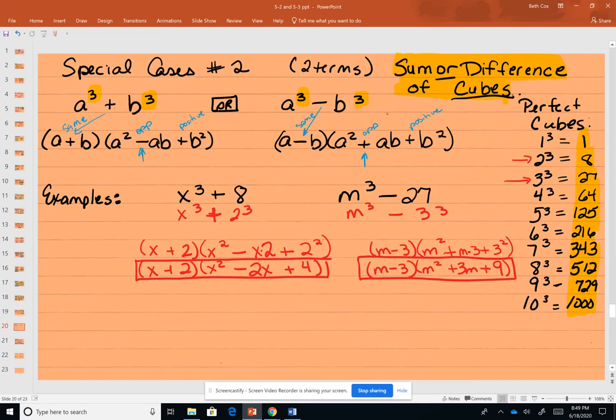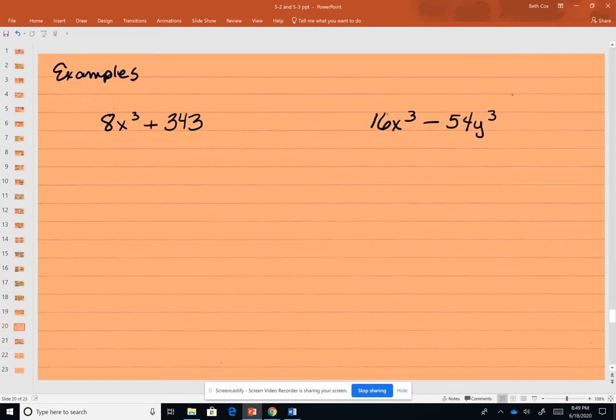Let's look at a couple more. I don't have my sheet in front of me, but I do remember that this is 2 to the third, x to the third, and this one is 7 to the third. Let me put my formula up here so y'all can see it. This is a plus, so it's a plus b times a to the second minus ab plus b to the second. I drop the little 3's and I get 2x plus 7.